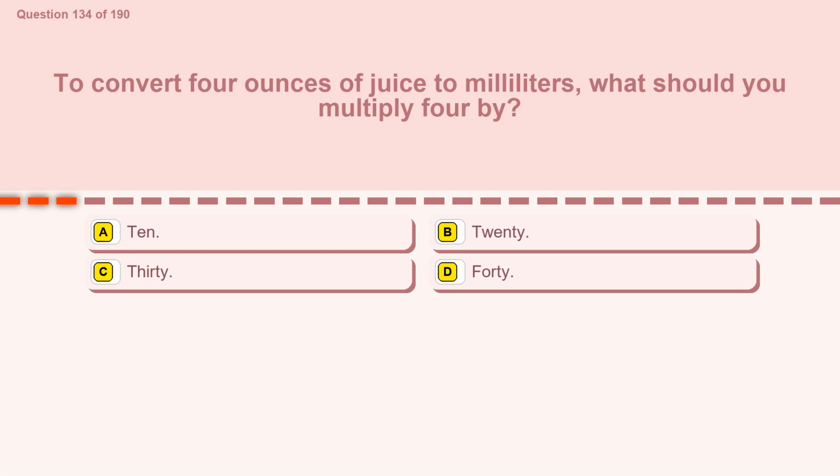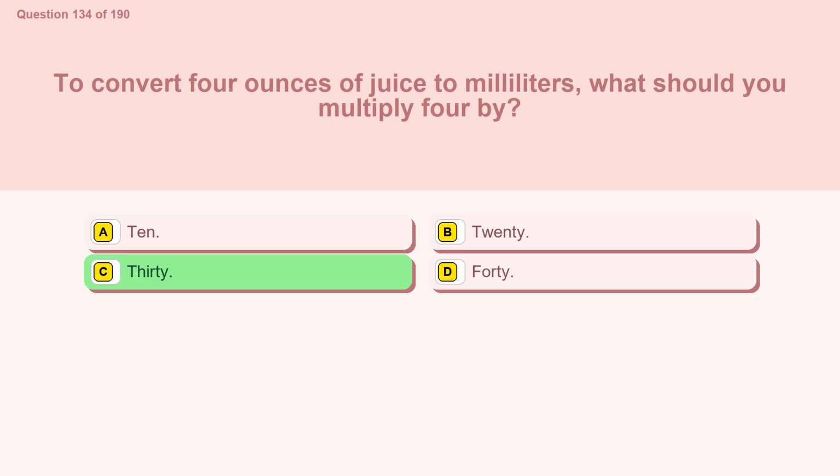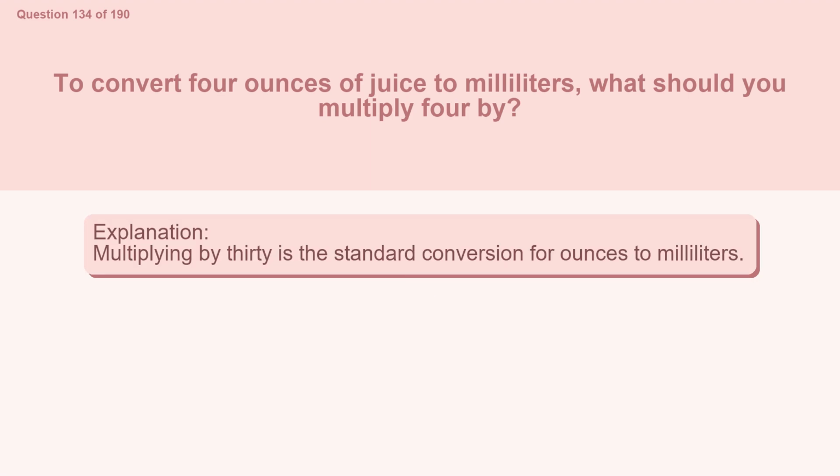Question 134. To convert 4 ounces of juice to milliliters, what should you multiply 4 by? Option A, 10. Option B, 20. Option C, 30. Option D, 40. The correct answer is option C, 30. Multiplying by 30 is the standard conversion for ounces to milliliters.